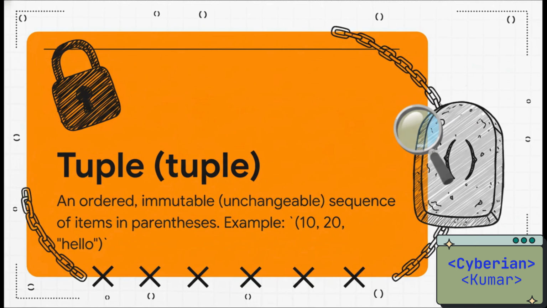Now, what about the author's names? Those are pretty fixed. They're not going to change. For something like this, she'd use a tuple, which you create with parentheses. A tuple is also an ordered collection, just like a list, but here's the key difference. It's unchangeable. Once it's made, it's set in stone.